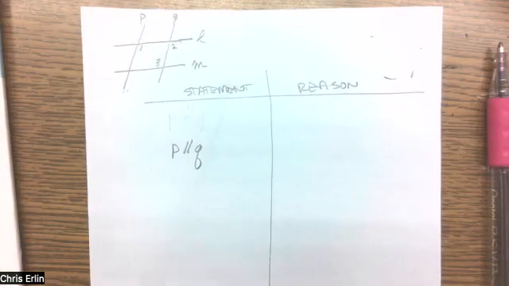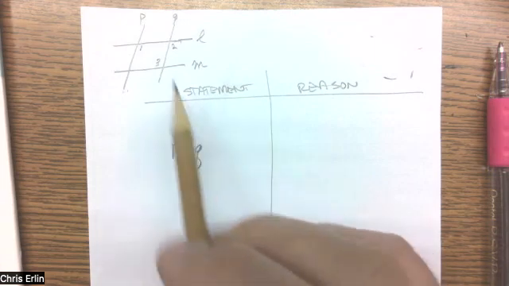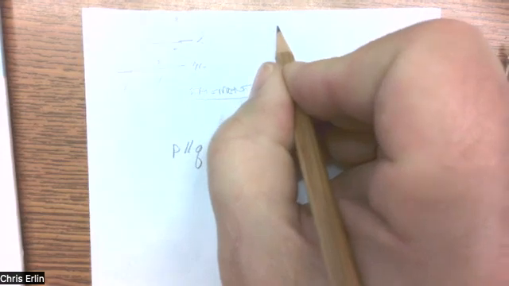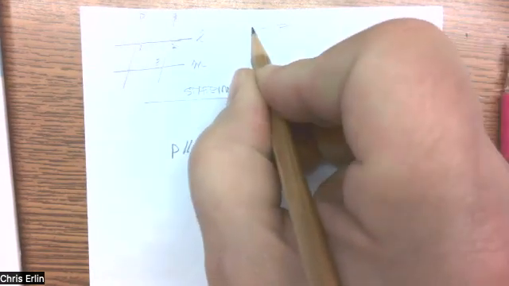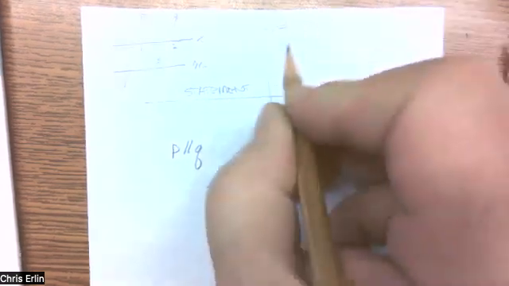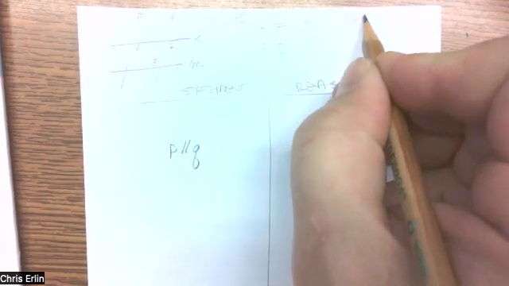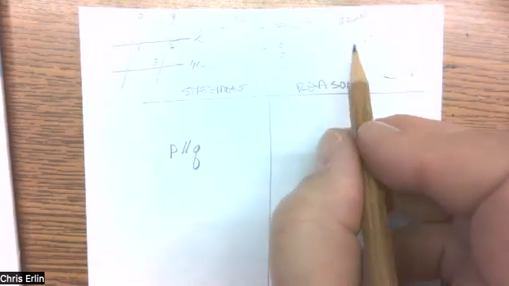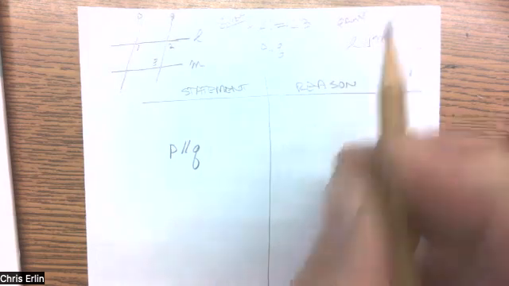All right, this is problem number 3 from final exam review number 2. Given this picture, that the measure of angle 1 is equal to the measure of angle 3, and that P is parallel to Q, that's our given. We're trying to prove that L is parallel to M.